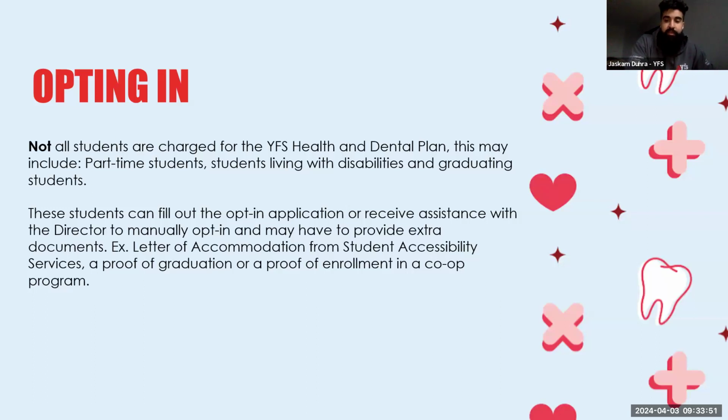In these cases, they can opt in using the opt-in application, but they also require further proof or documentation. If students are registered with Student Accessibility Services, they require a letter of accommodation. For graduating students, they require proof of graduation or a transcript. For co-op students, they require things such as a co-op letter or contract.